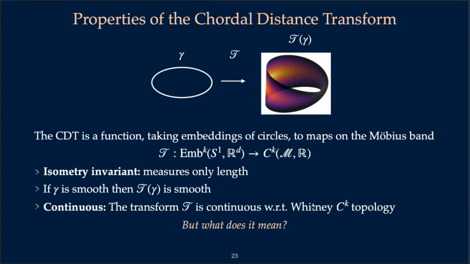So since we're dealing with a distance matrix, the object we started off with, by default this transform is isometry invariant. So the distance matrix does not depend on how you rotate or your choice of isometric coordinates in Euclidean space. Something maybe less obvious is if this object is smooth, then this transform is also smooth. If this object is k times differentiable continuously, then this is also k times differentiable continuously on the Möbius band.